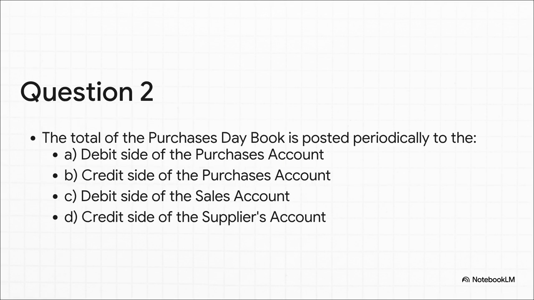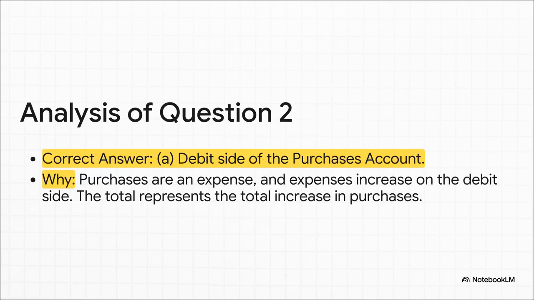Okay, let's try another one. This question is about the next step in the accounting process, moving the totals from the subsidiary book into the main ledger. So where does the total from the purchases book end up? And the correct answer is A.